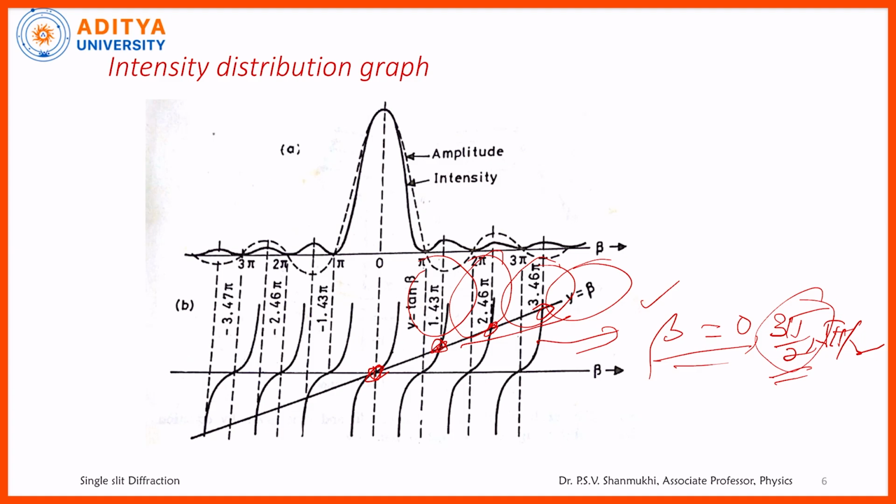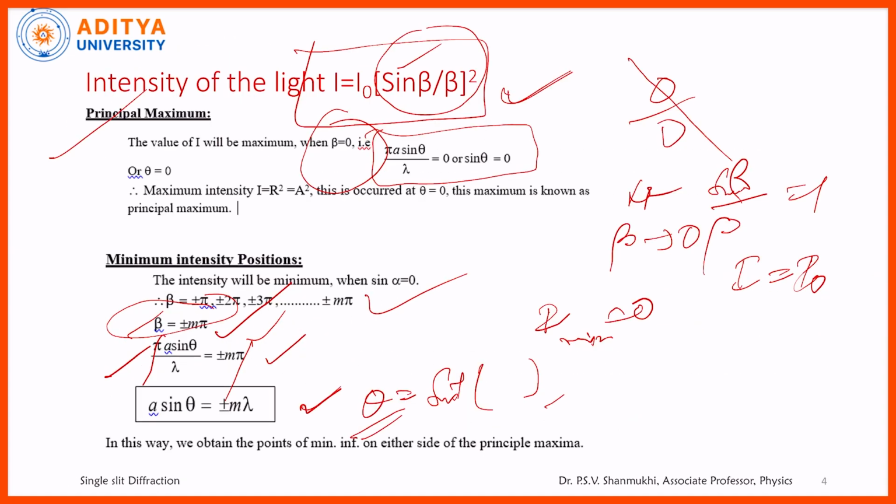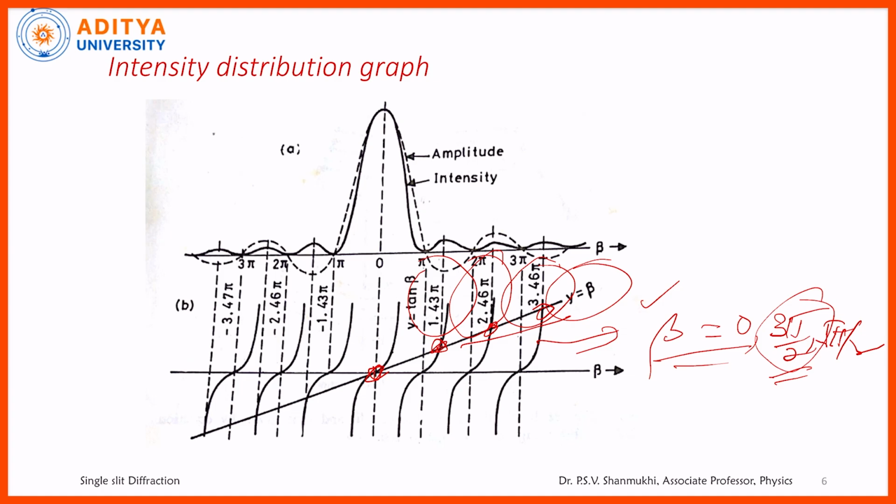Now, minima positions were already discussed. What are the minimum positions? At the values of β equal to ±π, ±2π, ±3π, and so on. And the central maximum is clear at the value of β equal to 0. Now the positions of maxima are at the values of β equal to 1.43π, 2.46π, 3.46π, etc. So all the points are clear.